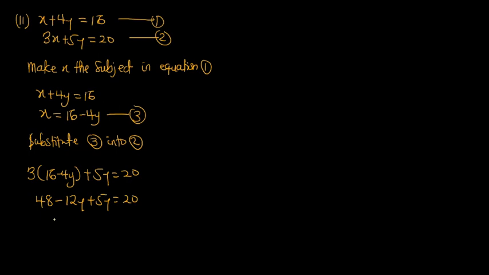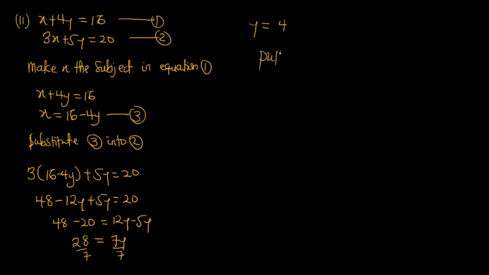So I have over here 48. Then I bring the 20 to this side, it becomes minus 20, is equal to, I send the y terms to the other side, so it becomes 12y minus 5y. So over here I have 48 minus 20, which gives me 28. This is equal to 12y minus 5y, which gives me 7y. So I divide both sides by 7. So my y is equal to 28 on 7, which gives me the value of 4.